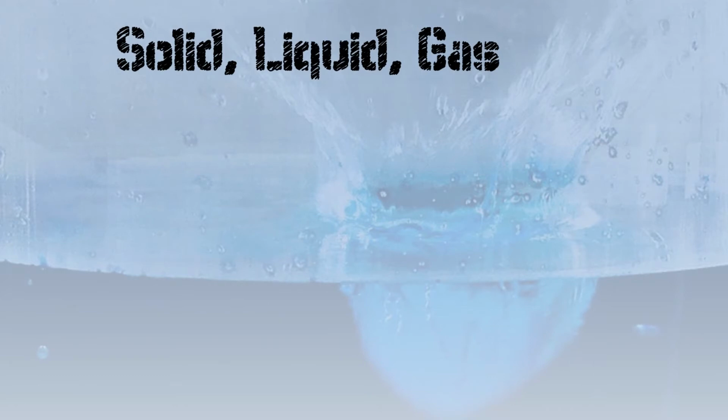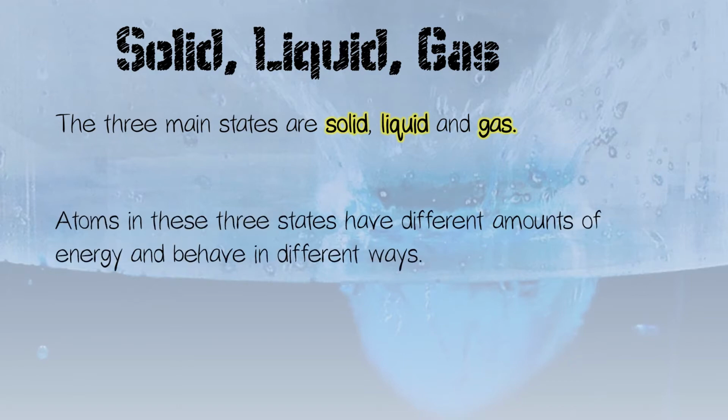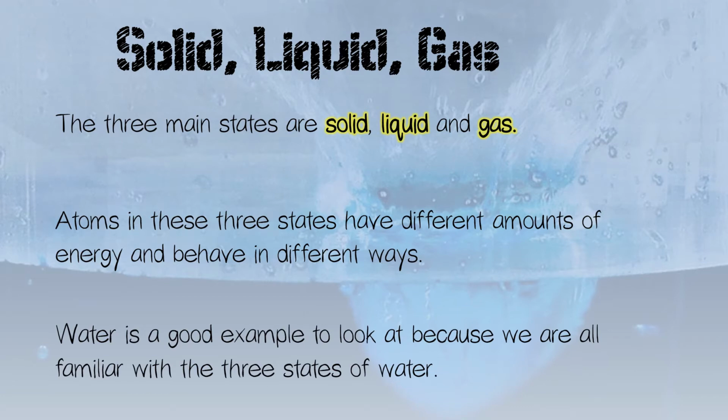Of course, the three main states of matter are solid, liquid, and gas. And the atoms in these three different states have different amounts of energy, and so they behave in different ways. And that means that the matter that all things are made out of looks different and has different qualities. To demonstrate this, water is a good example to look at because we are all familiar with the three different states of water. So let's start by talking about solids.